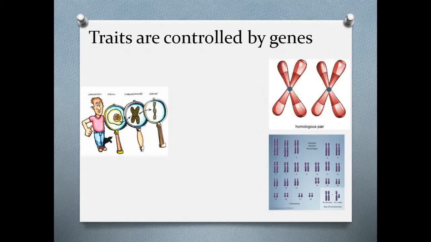The traits that we just mentioned are all controlled by genes. Most of them are controlled by more than one gene that would be found in the DNA of your body. However, some traits are controlled by only one gene. Offspring inherit genes from their parents. Let's take a look at how this happens.